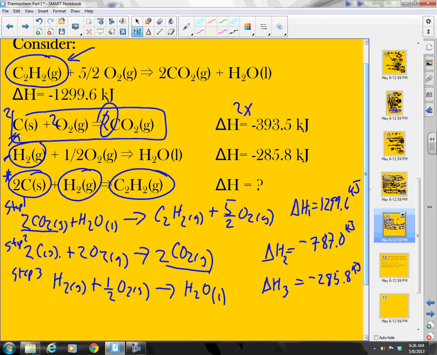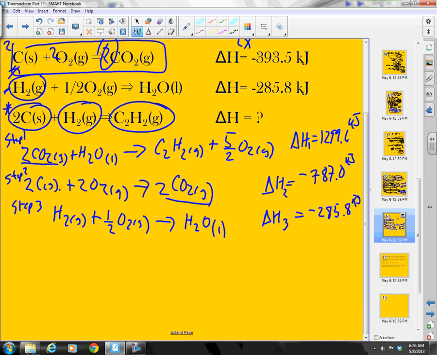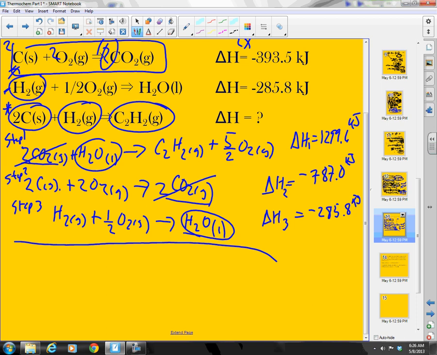Now, if I'm a good puzzle maker and I add these all up, I will get what I want. First of all, I have 2 carbon dioxides right here. There's 1, and here's 1, so they cancel. What else? I have an H2O here and an H2O here. They're the same, they're both liquids, so they'll cancel.